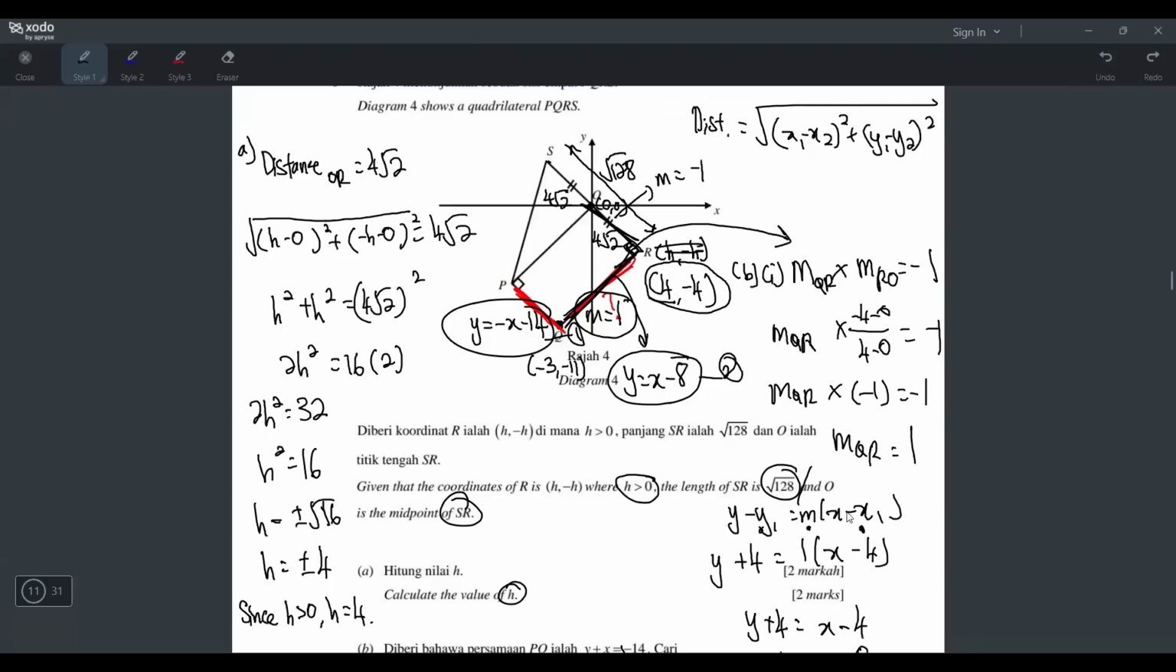When we use this formula, we need two pieces of information: the gradient and also the coordinate. The gradient has to be the gradient of SP, and the x1, y1 has to be any point that this line passes through. So do we have the gradient of SP now? No. And do we have any point we can use for x1, y1? No, because point S I don't have, point P also I don't have. So that's a big problem, right? So let's think about this. How can we find the gradient of SP? Okay, let's see.